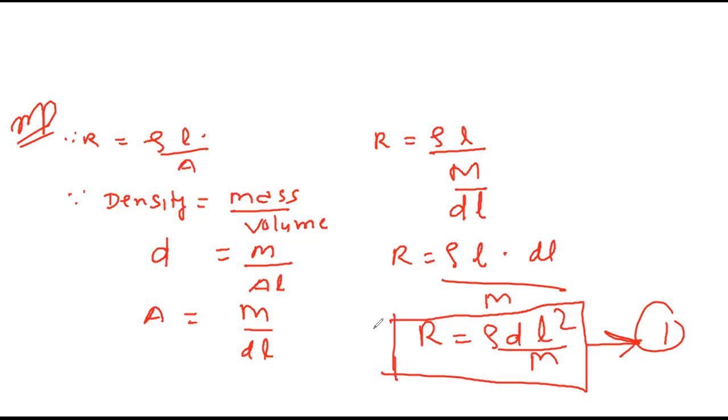Or rho L by A, area is missing. So convert that from density, mass upon volume, because we want mass. Density is mass upon volume, volume is area into length. So area becomes mass upon DL. Therefore, R is rho L upon area, area is mass upon DL. This DL will go in the numerator. So it will become rho L DL upon M. So rho D L square upon M is our formula when mass and length are given. Once you complete, tell me so that I will substitute and get the required ratio.